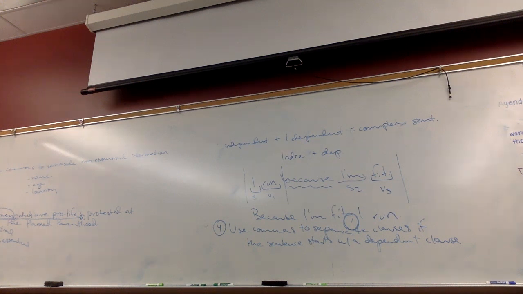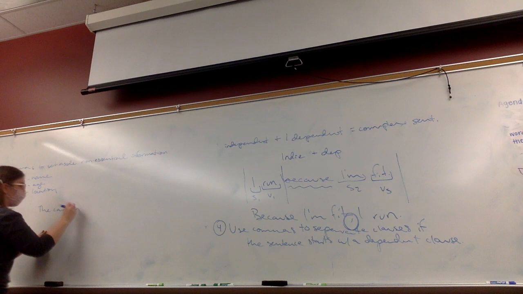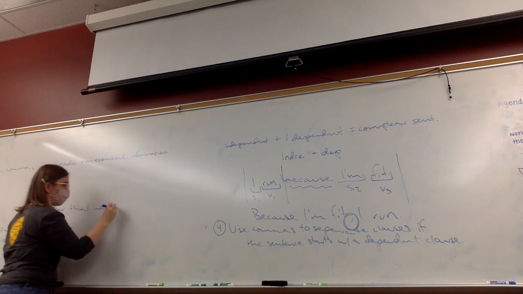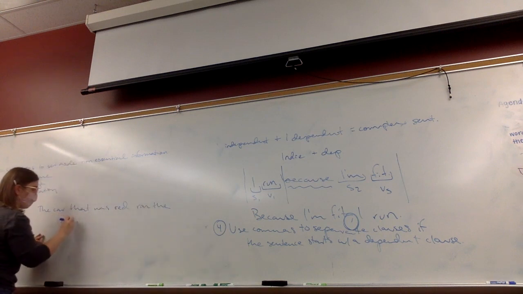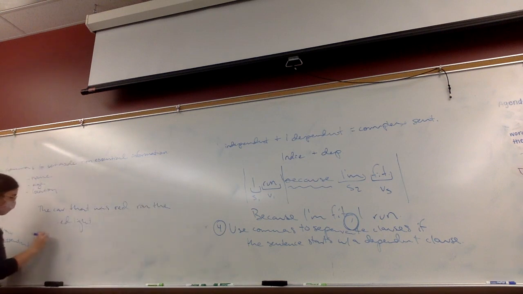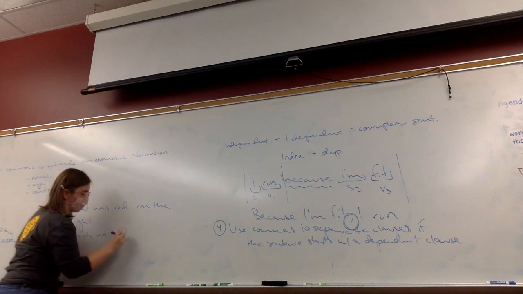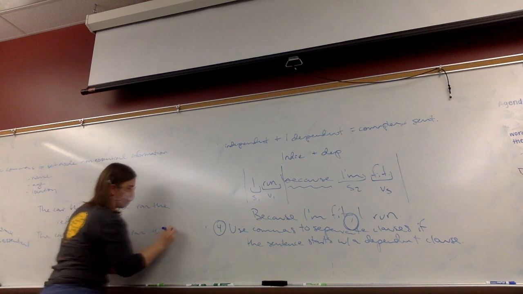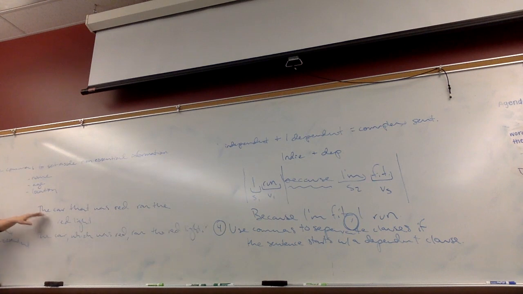I'm gonna do another example of that. So let's say it's that. The car that was red ran the red light versus the car, which was red, ran the red light. Okay, when I say the car that was red ran the red light like this, using the word that and not using commas, what's important to understand in that sentence?